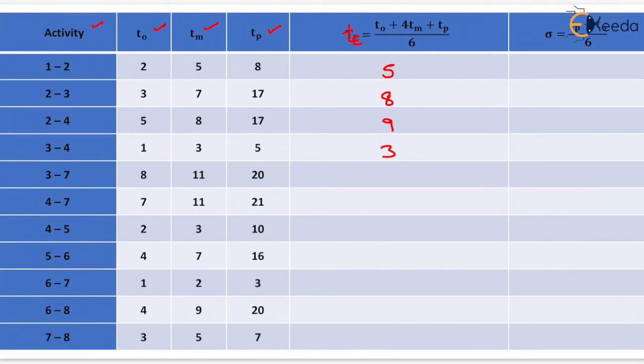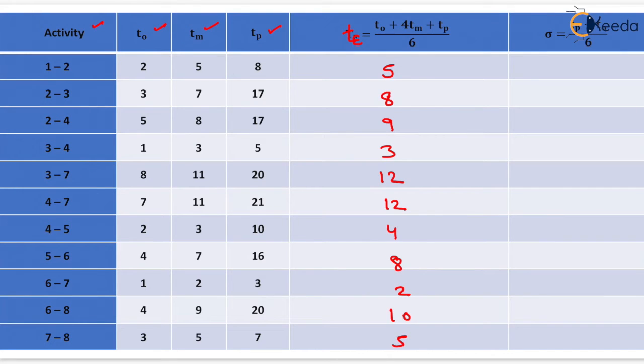For 3-7 it will be equal to 12. For 4-7 it will be 12. For 4-5 it will be 4. For 5-6 it will be 8. For 6-7 it will be 2. For 6-8 it will be 10. Similarly for 7-8 it will be equal to 5.